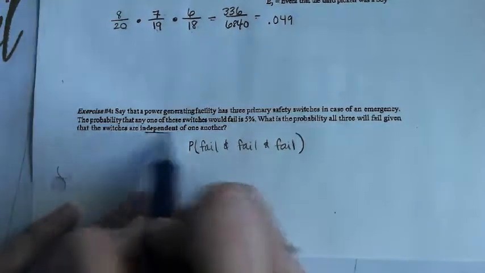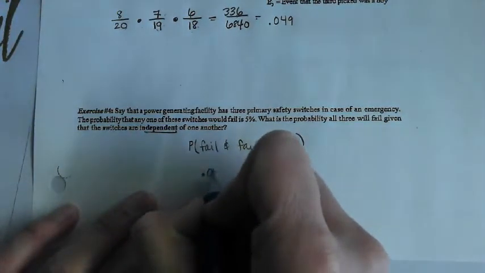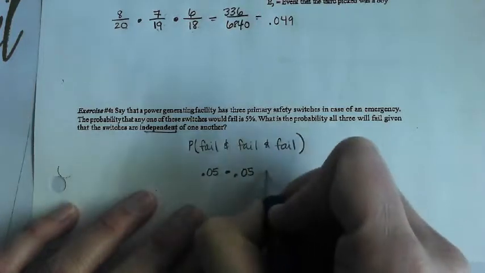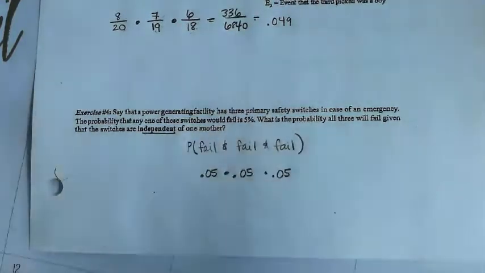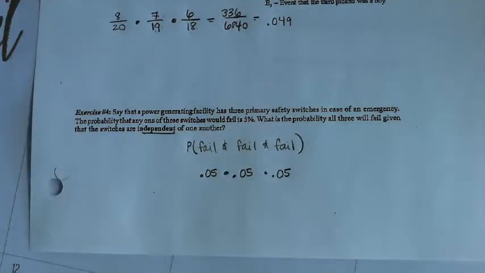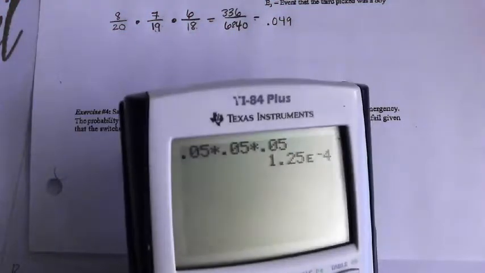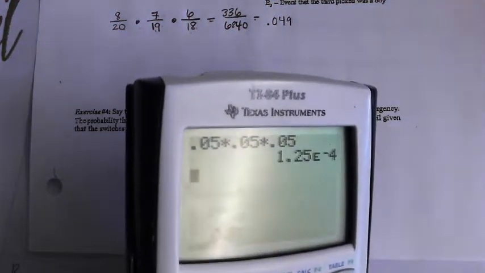They're independent, so we can multiply. Probability of failing is 0.05. Times failing again is 0.05. Times the probability of the third one failing is 0.05. If I multiply those, my calculator says this. What does that mean again?